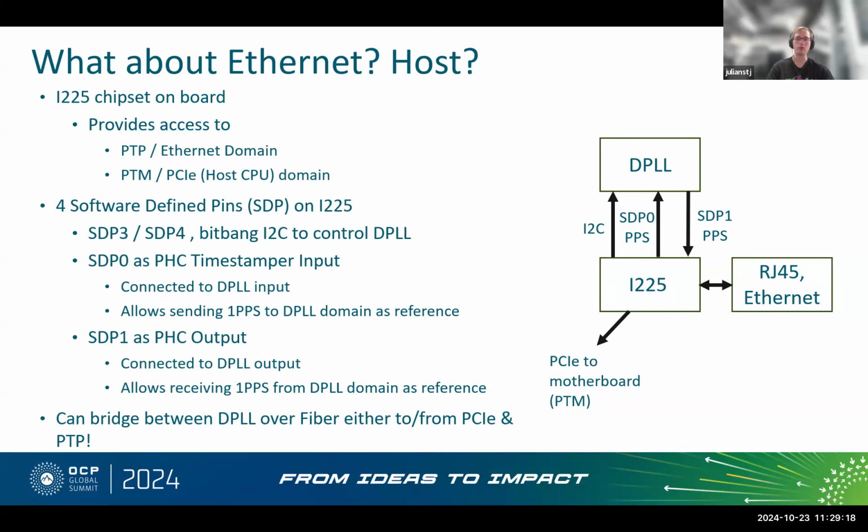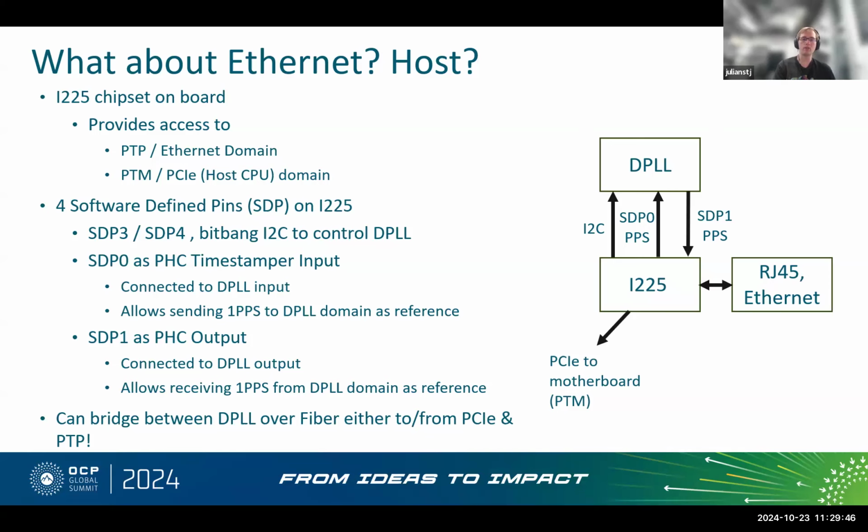So kind of one other point I wanted to make was, well, what about Ethernet or your host that you're connecting this board to? I'm kind of proposing basically a non-Ethernet closed network between DPLLs. It's not really backward compatible with anything as far as I know, unless you implement that in the FPGA, which is a different problem. But the I225 that I put on the board, I kind of used that, this was Nobu's suggestion actually, as a bridge to existing networks. So the I225 provides access to the Ethernet domain and the PCIe PTM domain.